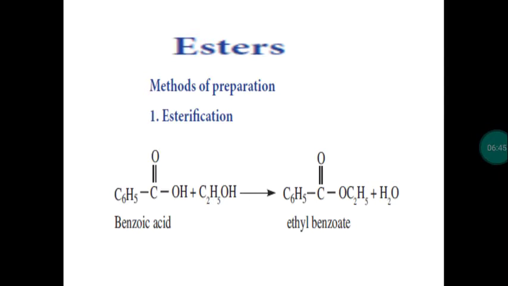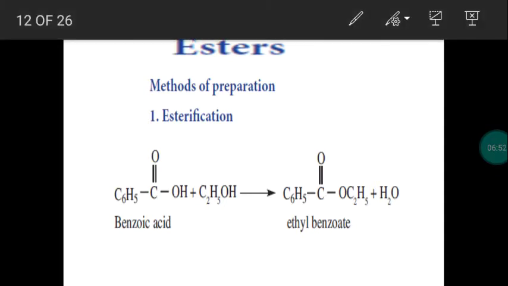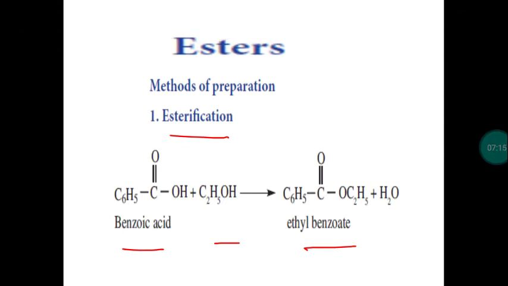Next one, esters. So preparation of ester. Ester can be prepared by esterification process. We have completed the mechanism also. When a carboxylic acid is added with alcohol, we get ester. So the process is called esterification. The reaction will take place in the presence of an acid, like a mineral acid. So benzoic acid combines with ethanol. We get ethyl benzoate with the liberation of water. So always ester will be a fruit smelling compound.